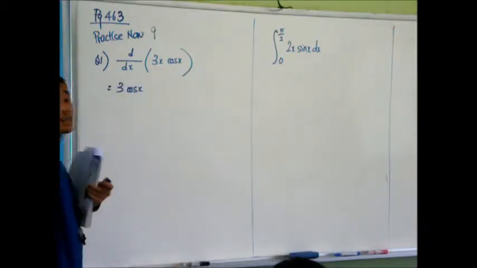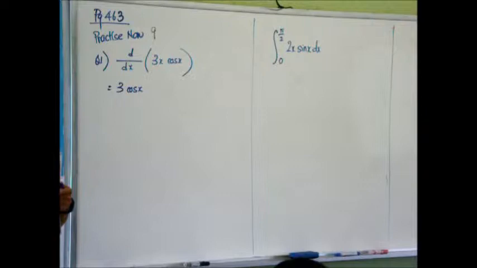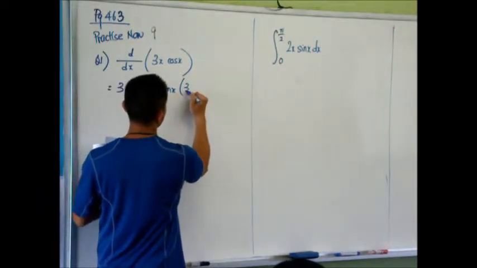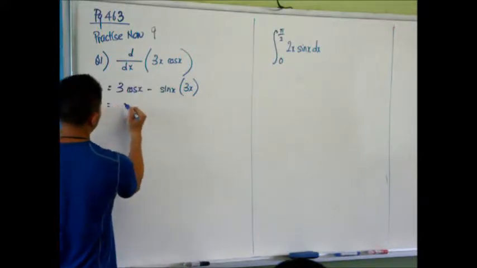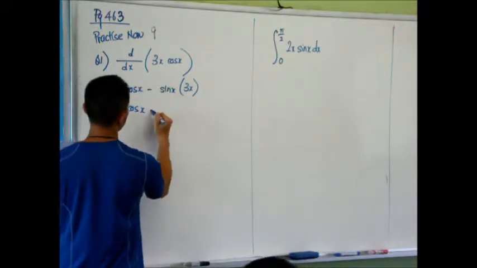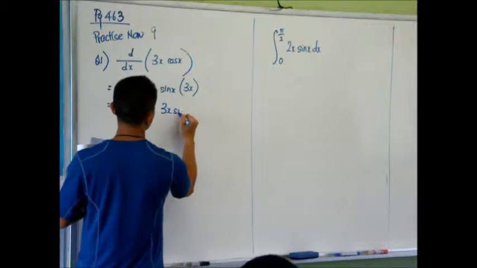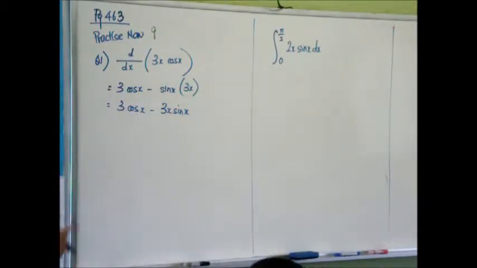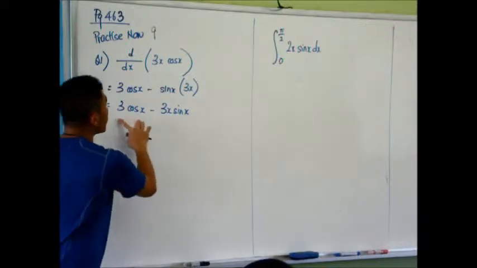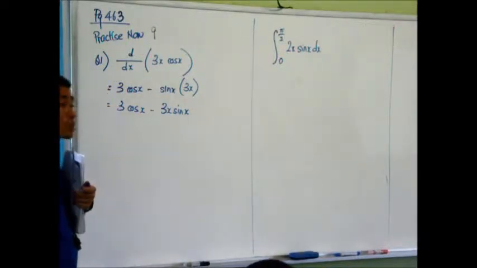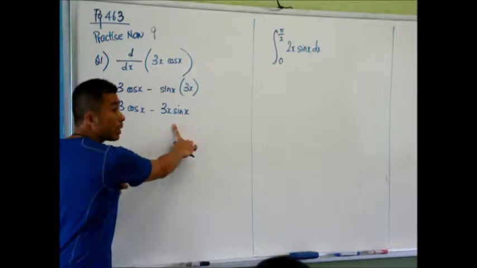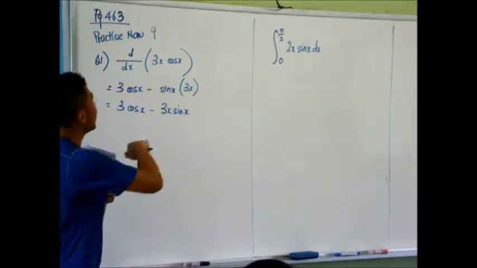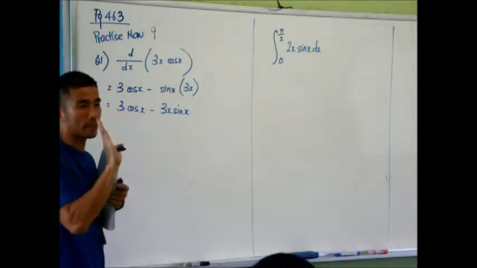Differentiate cosine x. What do we get? Okay, negative sine x. Keep the first. Okay, let us simplify. Previously, when we do our differentiation, after this step, normally what do you all do? Factorize. Okay, but in this kind of question, do not factorize.